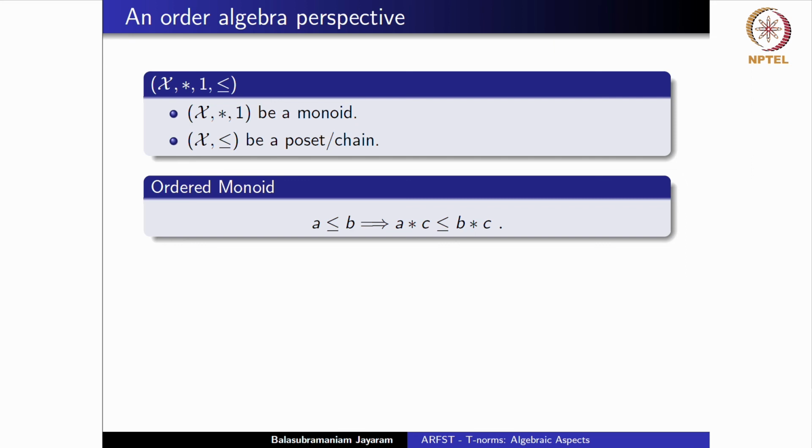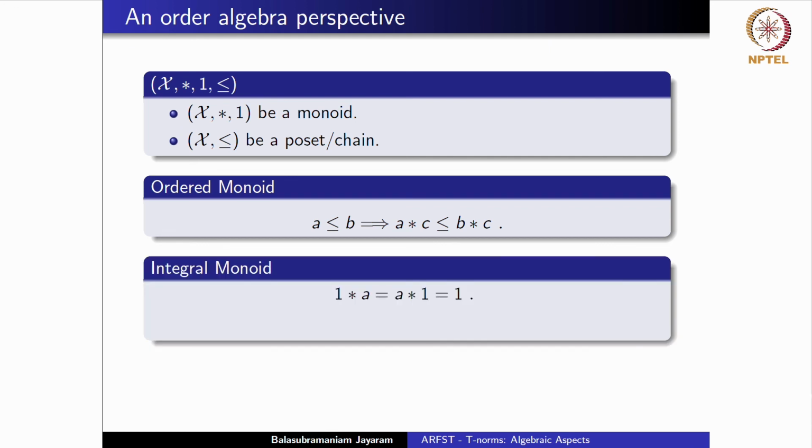We know that immediately T satisfies this with respect to the usual order on [0,1]. What is an integral monoid? Since it's a monoid, it has an identity, both left and right. If this identity is also the top element, then we call it an integral monoid. That is, the identity should be the maximum element. Every other element should be smaller than that with respect to the order that you have on the set X.